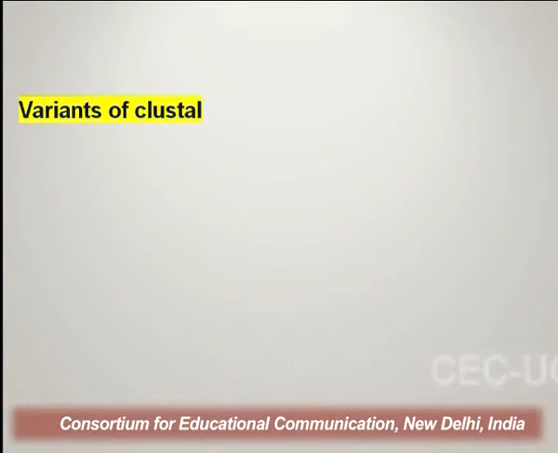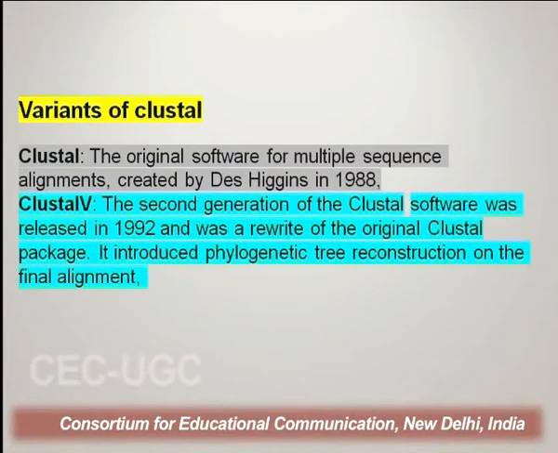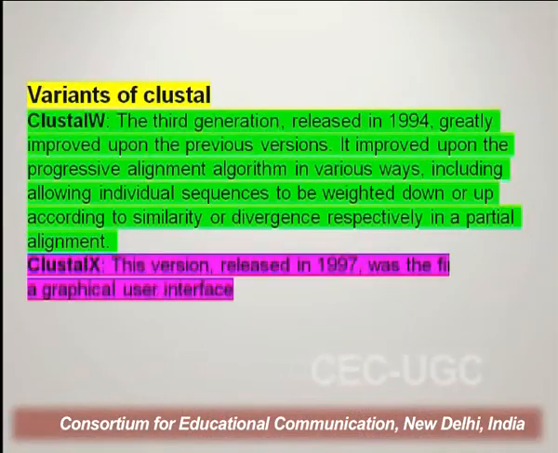This program was written in C++. After that, a lot of variants of Clustal have come, like the original Clustal described by Des Higgins. Then we have Clustal V, which took into consideration the phylogenetic tree reconstruction. Then we had Clustal W, that uses progressive alignment. We had Clustal X, that can be downloaded on your desktop. And then we have Clustal Omega, which also uses progressive alignment, and that is the version which we use nowadays.